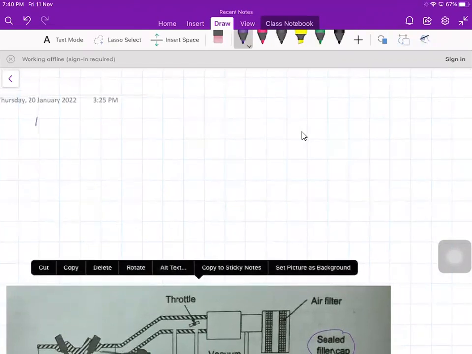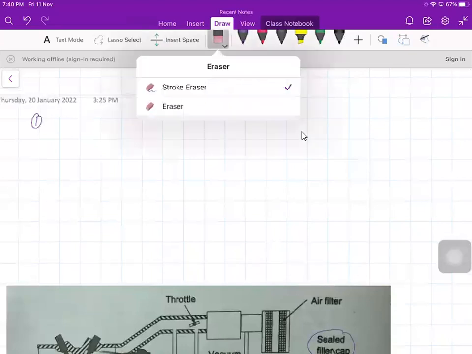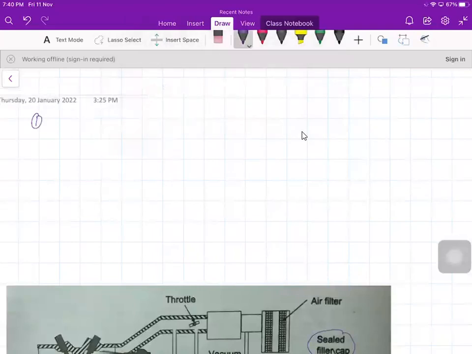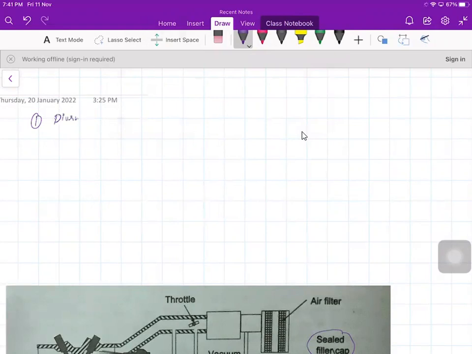The first type is diurnal evaporation. So what does this diurnal evaporation mean?